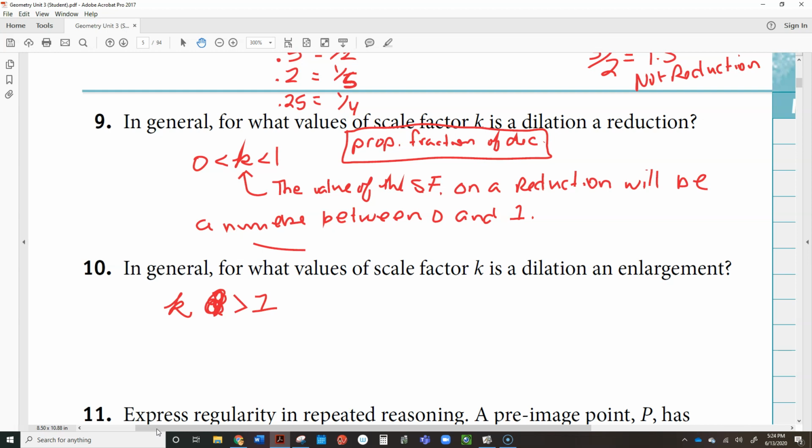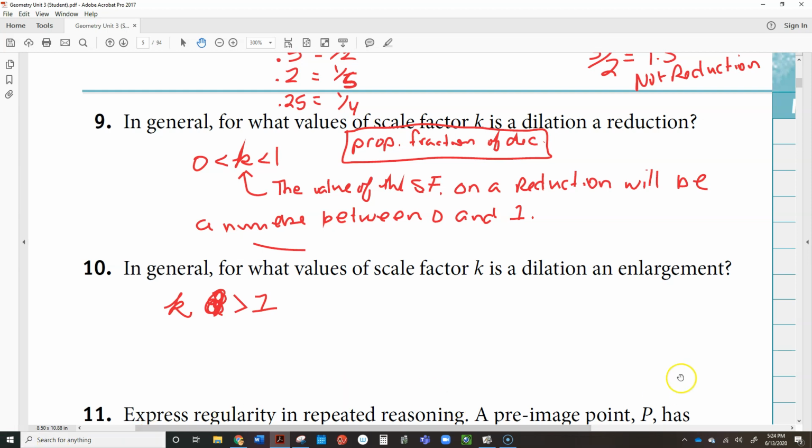Are we going to have a scale factor that's negative? No. If you have a scale factor that's negative, you remove the negative, and the negative causes a reflection, and then you do the scale factor as a positive number, and it will enlarge or reduce.